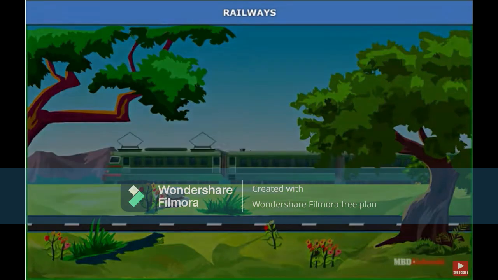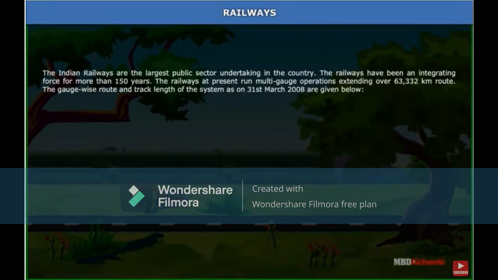Railways. The Indian Railways are the largest public sector undertaking in the country. The railways have been an integrating force for more than 150 years. The railways at present run multi-gauge operations extending over 63,332 km route. The gauge-wise route and track length of the system as on 31st March 2008 are given above.